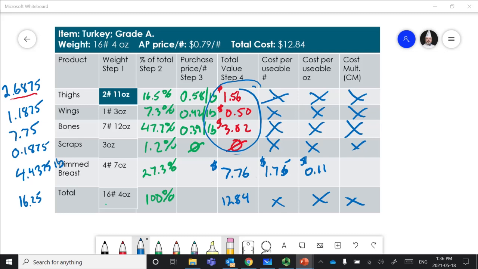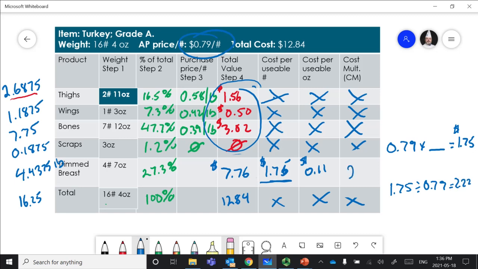And there's a few factors that go into it, which we're going to talk about after a few examples. But cost multiplier is really: what did we multiply our AP purchase price by to get our new edible portion cost? So 0.79 times what gave us our $1.75? Or how much of an increase was it, was a factor. So if we take 1.75 and divide by 0.79, we get 2.22 as our cost multiplier. So 0.79 times 2.22 was $1.75.